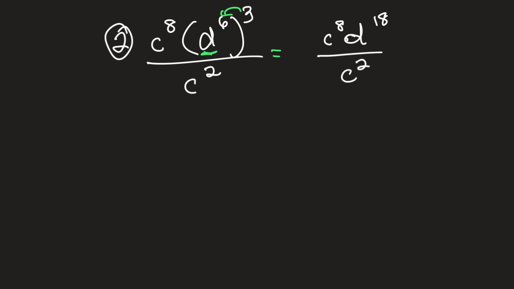Now, what else I notice is that I have a common base here. So that means I can subtract my exponents. That is my rule. So I am going to take 8 minus 2 because my base is the same. So what is left is c to the 6th, d to the 18th.